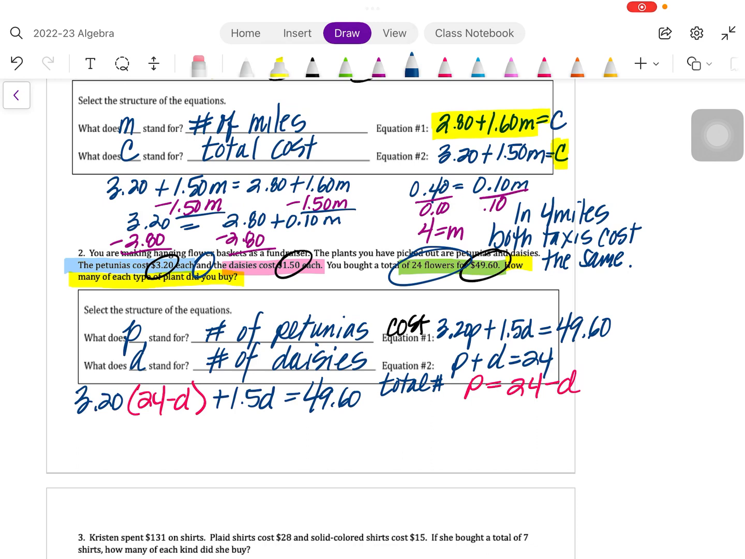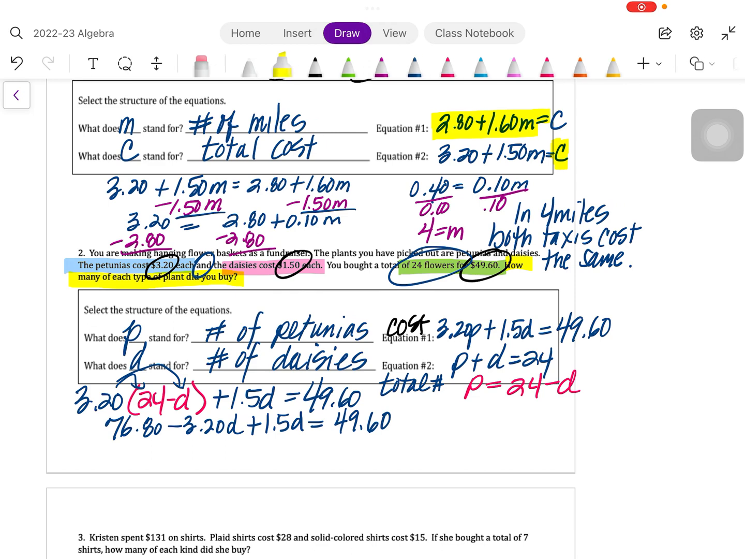Okay, so I'm going to solve my equation. The first step would be to distribute the $3.20 on the left. So 3.2 times 24 is 76.80. Okay, and don't let me fool you guys. I got a calculator right here in my hand. I am not doing this in my head. 3.20 times d is just 3.20d, so bring down your subtraction sign, plus 1.5d equals 49.60. My next step is to combine like terms.